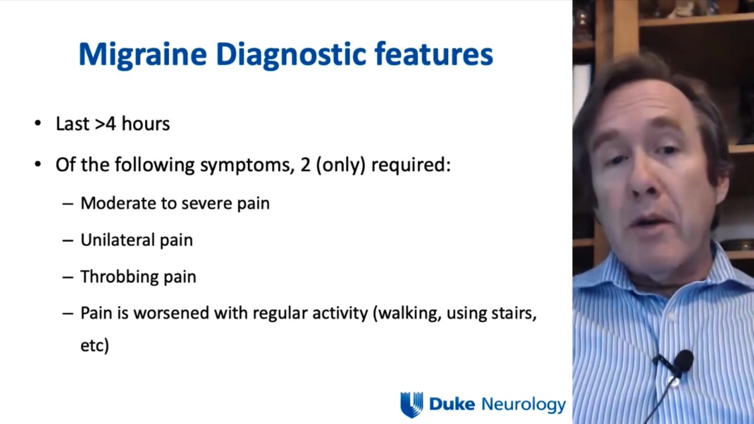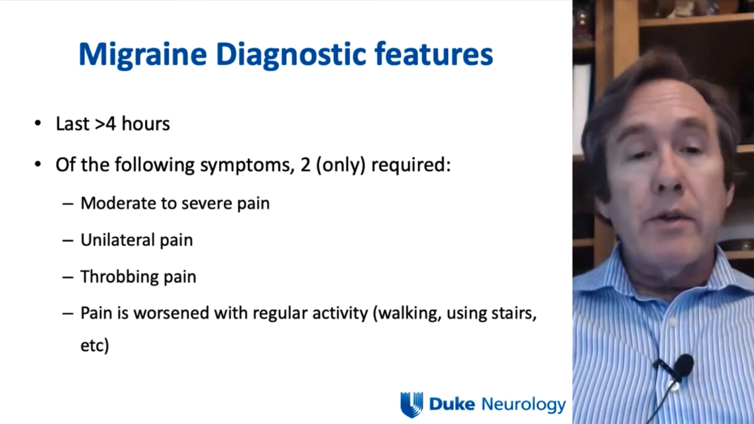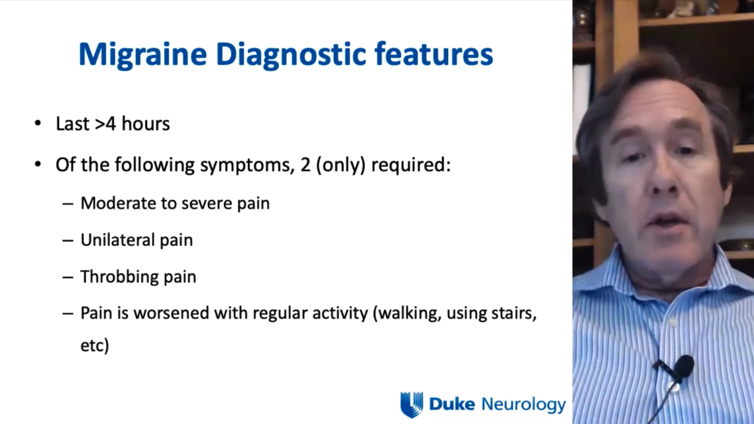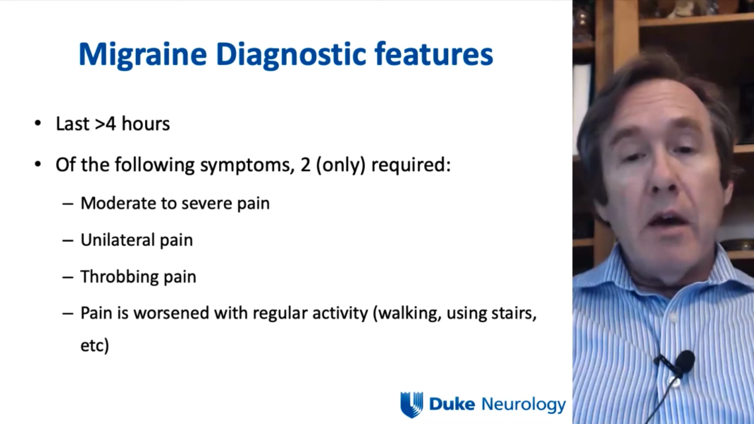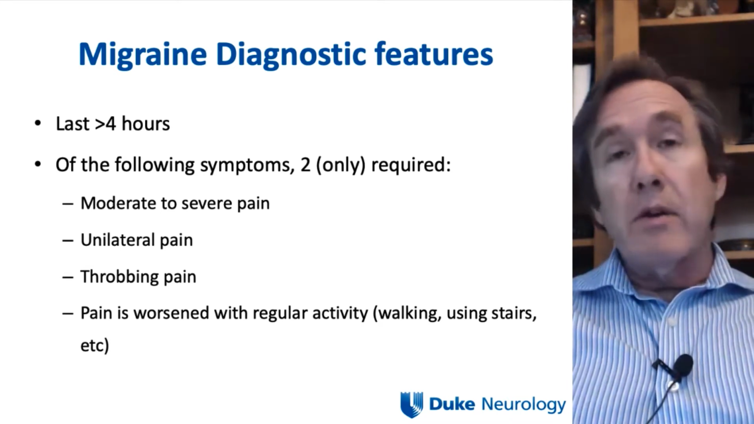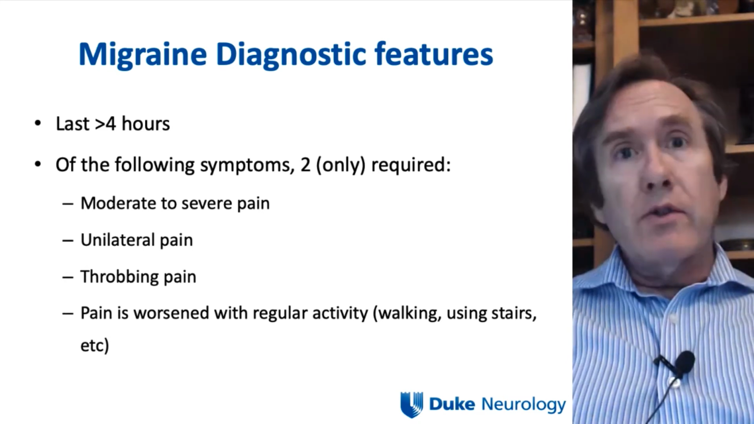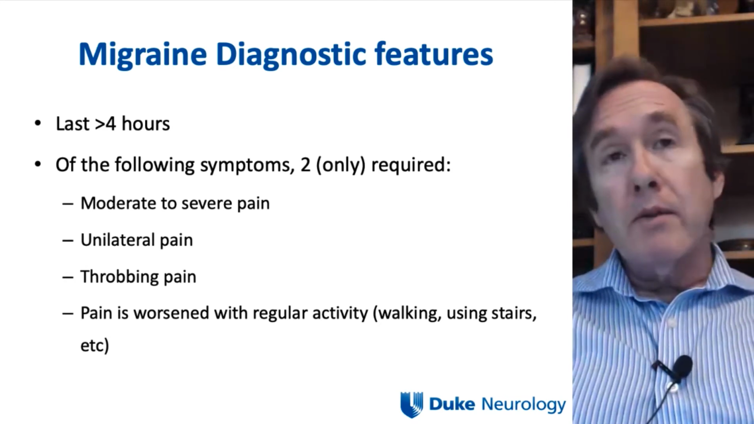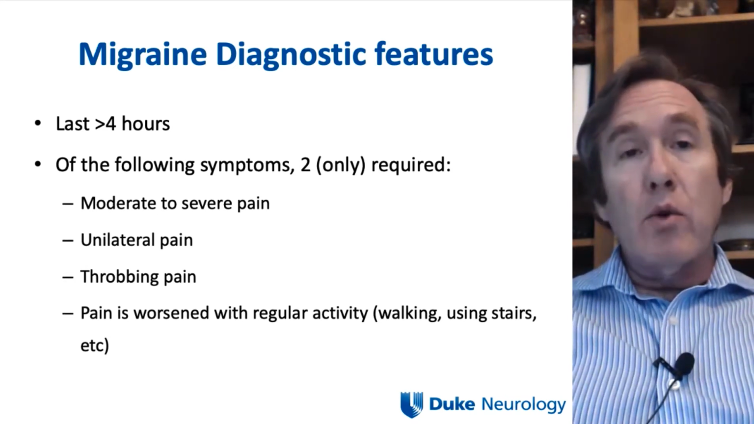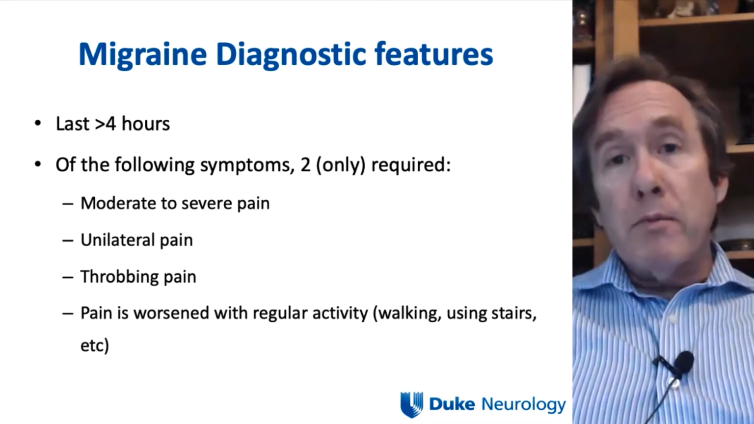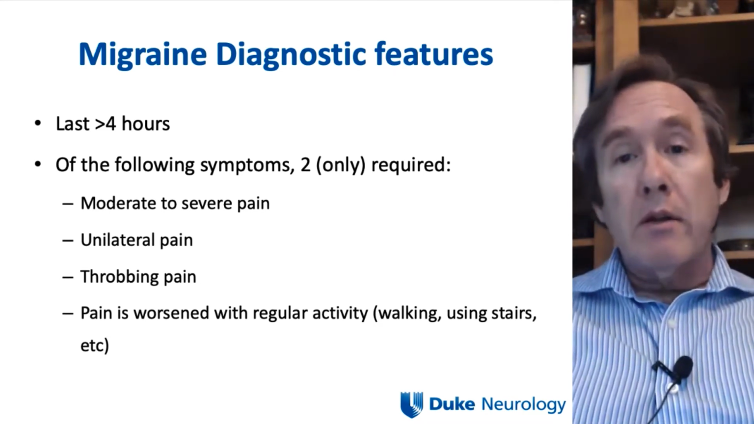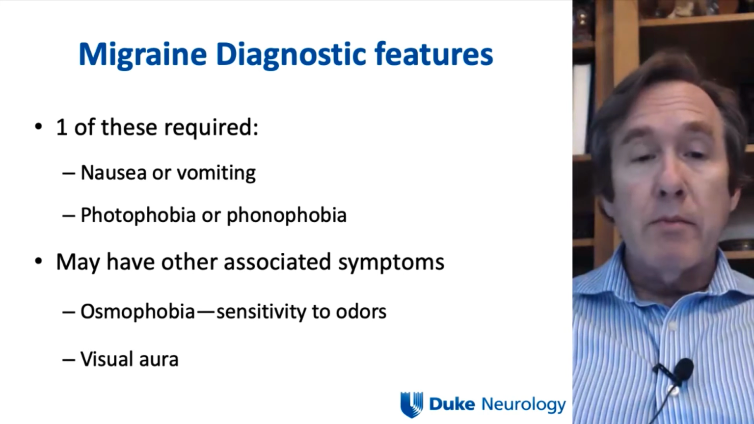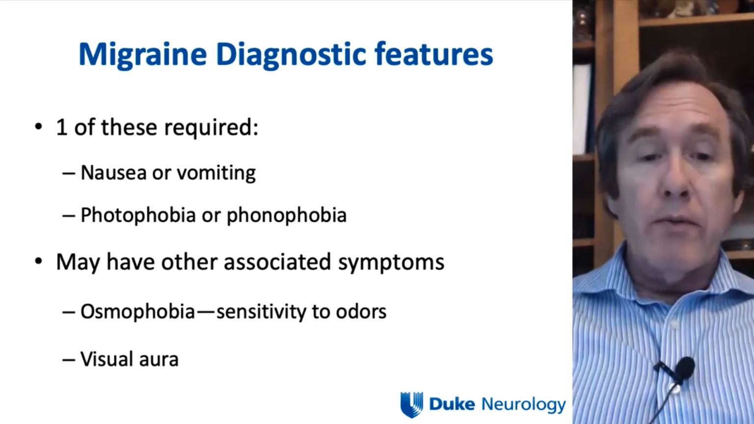In order to diagnose a migraine, we need several features present. Migraines in general have to last longer than 4 hours and may last up to several days. Of the following symptoms, patients need to have at least 2 in order to be meeting criteria for migraine diagnosis. They need to describe a moderate to severe pain, or unilateral pain, or throbbing pain, or pain that is worsened with activity, such as walking or going up and down stairs. Of these 4 symptoms, patients only need to have 2 to meet migraine diagnostic criteria. In addition, patients with migraine need to have 1 of the following symptoms: nausea or vomiting, photophobia or phonophobia.